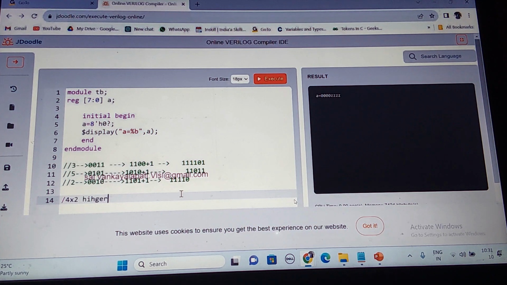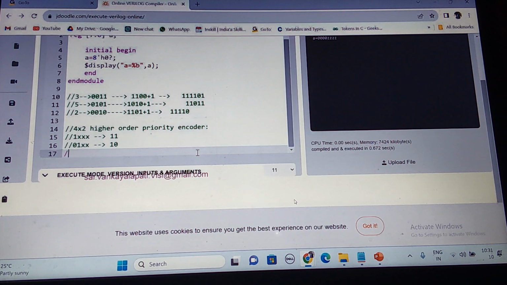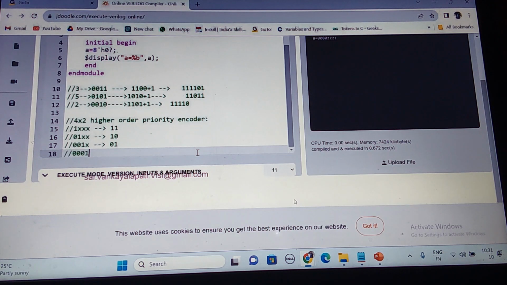4 plus 2, let us make a higher order parity encoder. What is a 4 plus 2 parity encoder? What is a 4 plus 2 encoder? Here is a 1, this is the MSB bit, correct? 4 inputs and 2 outputs. My lower bits are don't cares. So this will be encoded as 1 1 1. Correct? If the next is 0 1 x x, this will be encoded as 1 1 0. You can understand? If it is 0 0 1 x, this will be encoded as 1 0 1. Right? If it is, let me write the next line, 0 0 0 1, this will be encoded as 1 0 0.